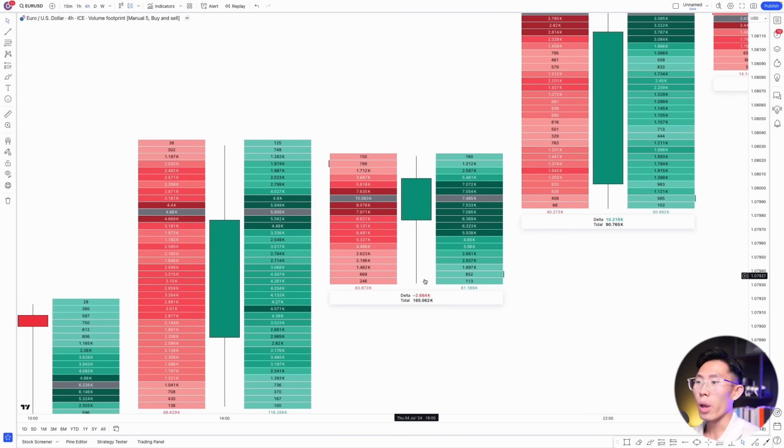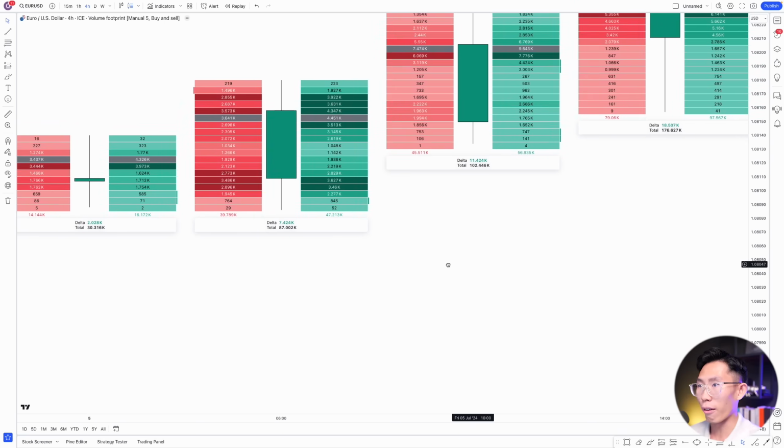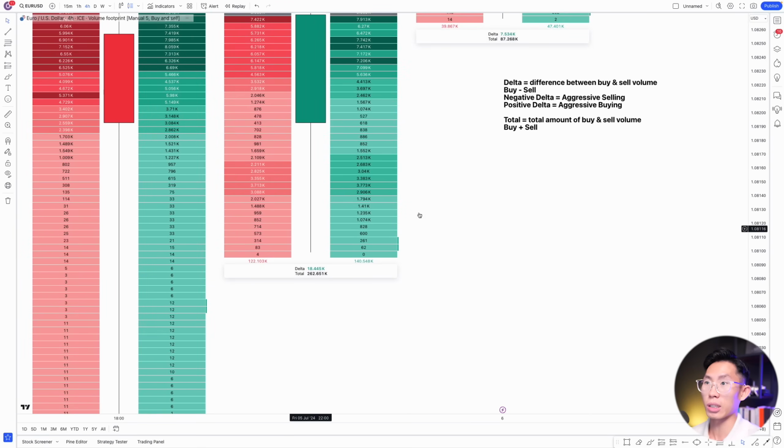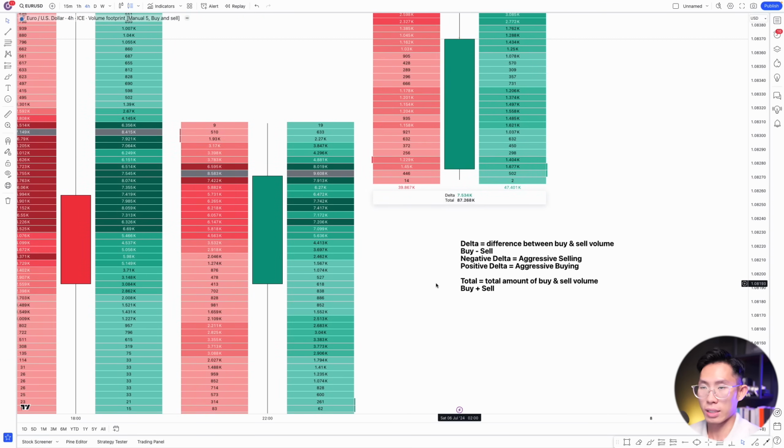For example, right here, even though the delta was negative, meaning there was a lot of aggressive selling going on, the candlestick actually ended up bullish, which means the bulls are actually in control of price, even though there was a lot of selling. So that's one thing you guys have to be careful of. Don't just assume that because the delta is negative, sellers are in control, or because the delta is positive, buyers are in control.